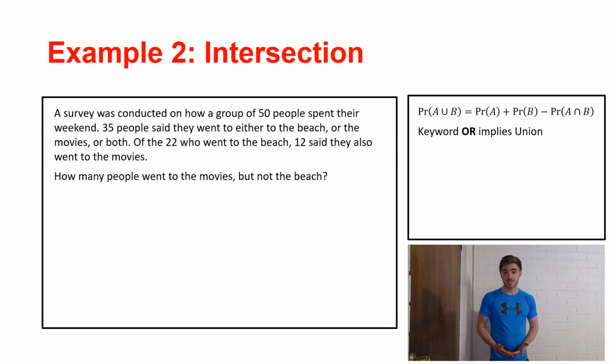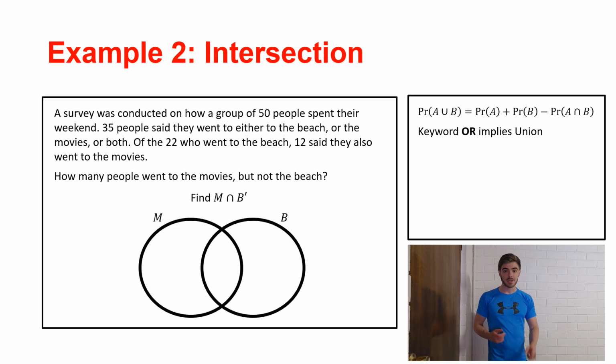In this example, we're given information about how people spent their weekend, whether they went to the beach or to the movies. The question is specifically asking us how many people went to the movies but not the beach. Mathematically, this would be represented by an intersection, and this kind of question in particular would be best solved using a Venn diagram. I'm going to use M for movies and B for beach.